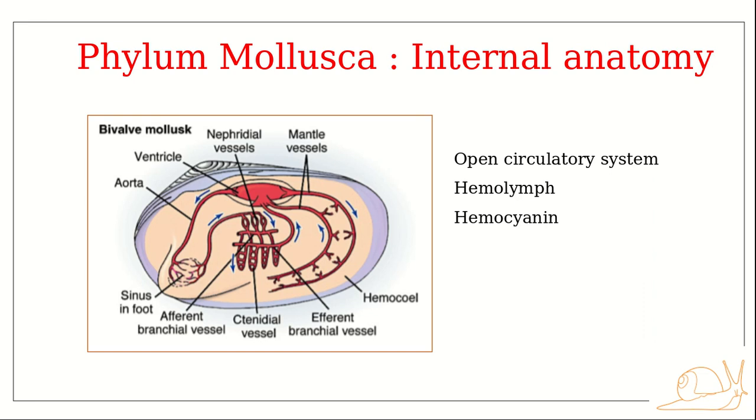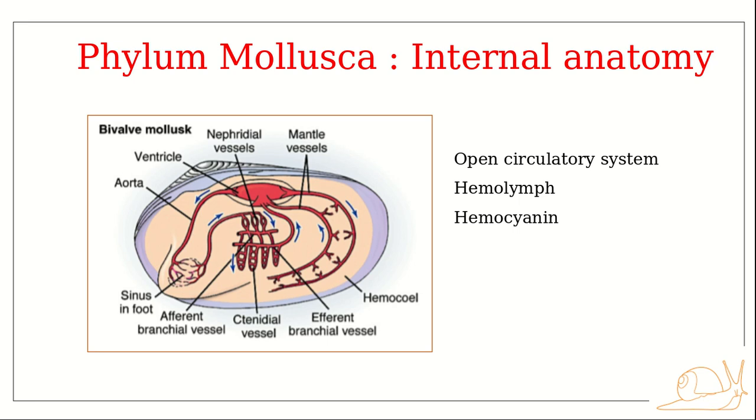Now the next character we are going to speak about is the circulatory system. As you can see here, it is an open type of circulatory system. Except for the cephalopods, the circulatory system is of open type, where the blood flows through open channels. Hope you remember in the previous one, it was an open circulatory system again, and there we found that the blood flows through open channels and open spaces, not completely confined into closed vessels.